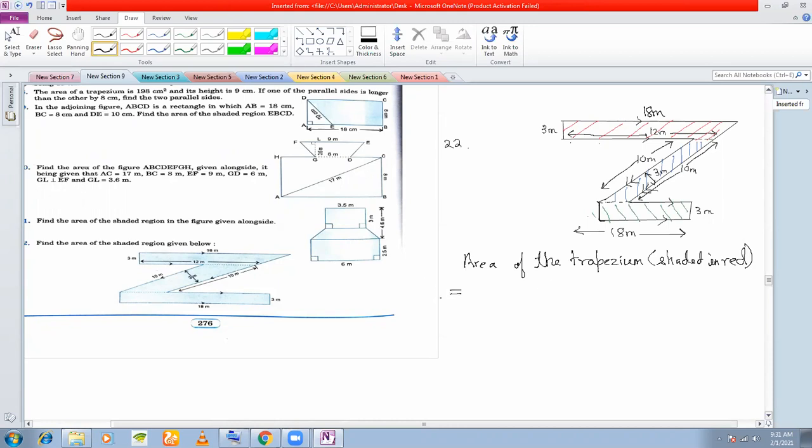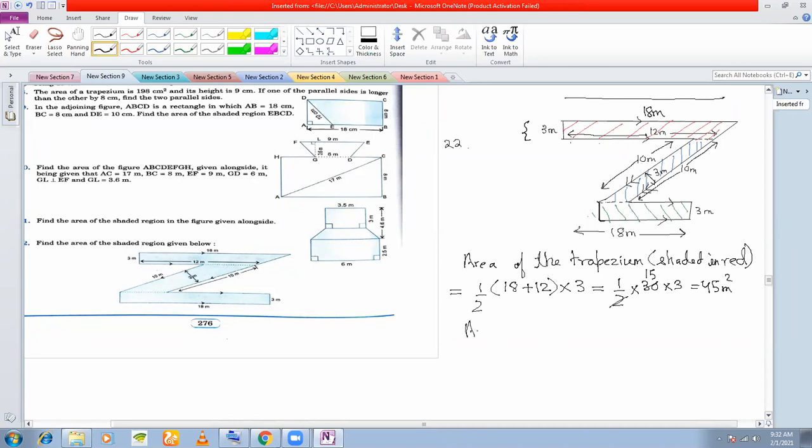So area of this trapezium, how much should it be? Length of the parallel sides. This is one length, 18. The other length is 12, right? So half into sum of the lengths. I don't need to write the formula, I'm doing it directly. Sum of the length of the parallel sides, so 18 plus 12. And which one is the height? This one is the height, so into 3. So this is half into 30 into 3. Now you can cancel. You get 45 meters square.